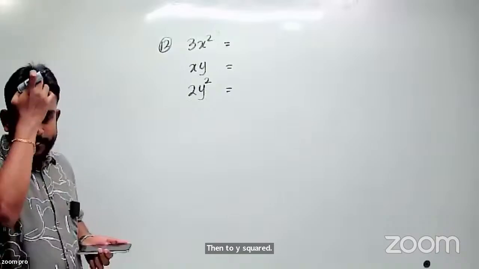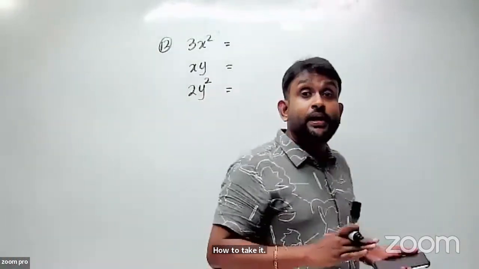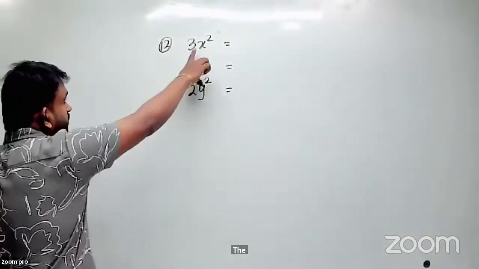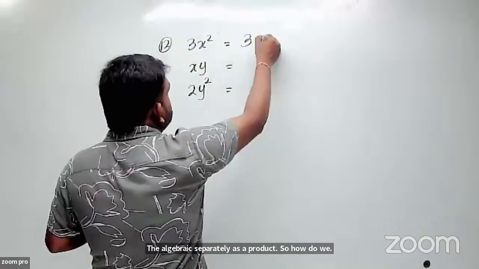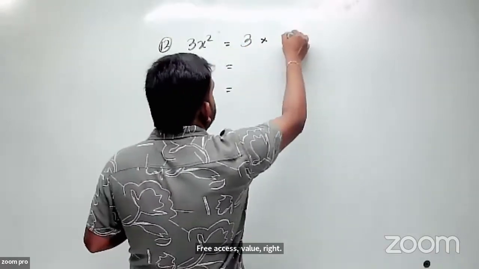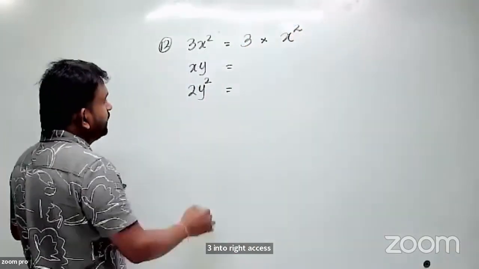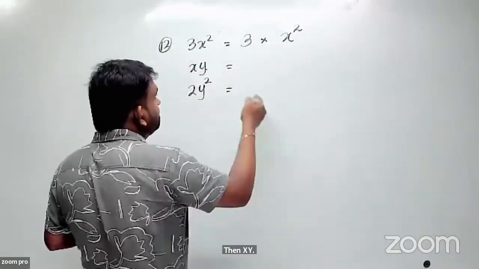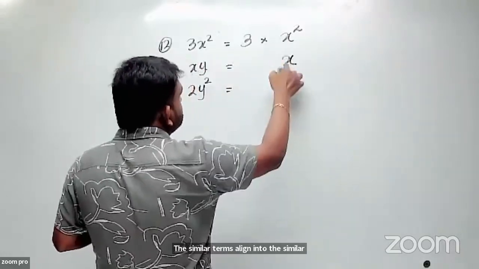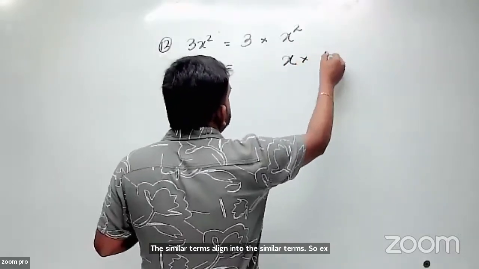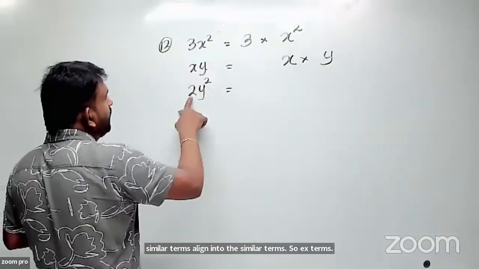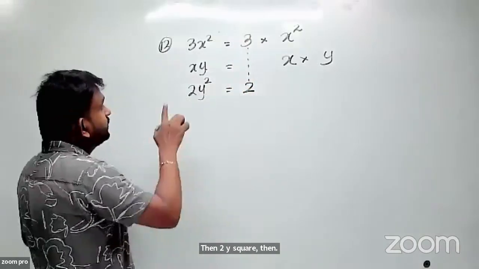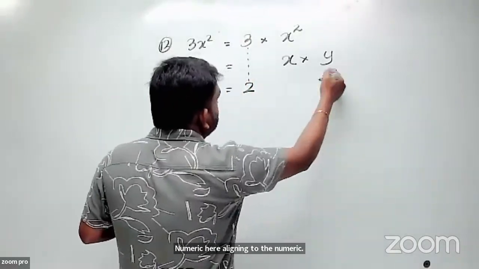How to take it? Numeric separately and the algebraic separately. Write as a product. So 3x squared, you write 3 into x squared. Then xy, here the similar terms align into the similar terms. So x terms here, and y. Then 2y squared, the numeric aligns into the numeric, then y squared goes under the y terms.